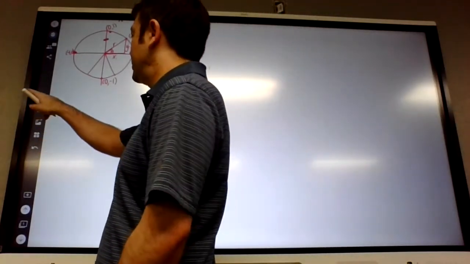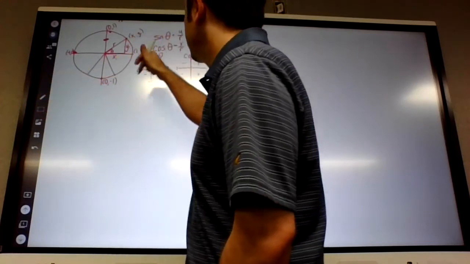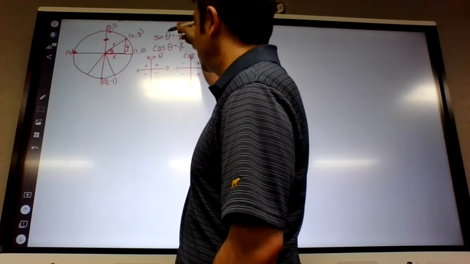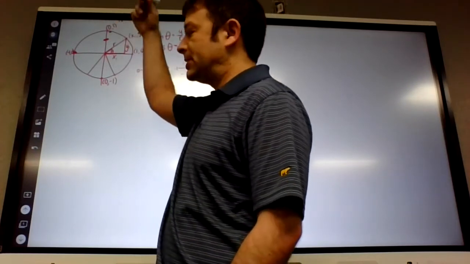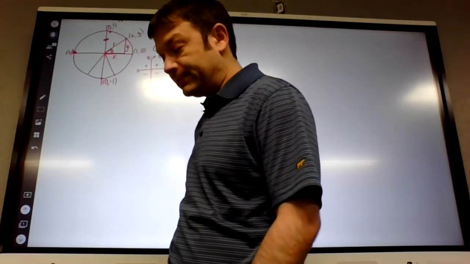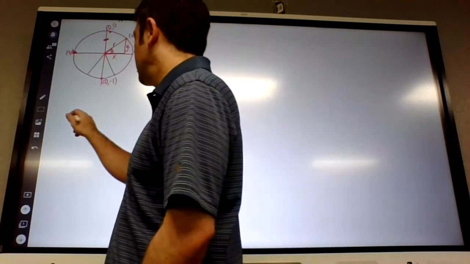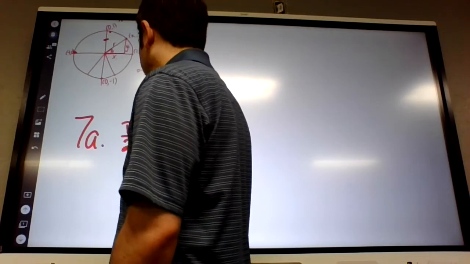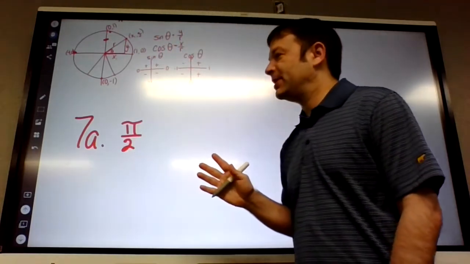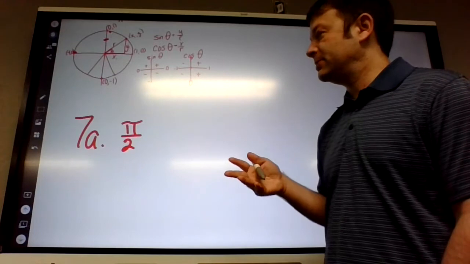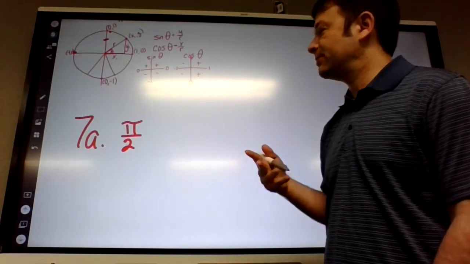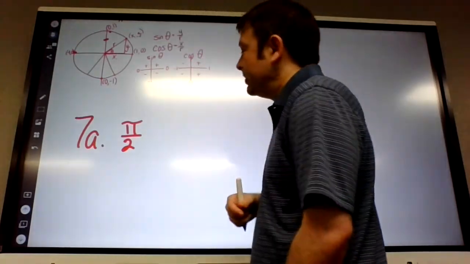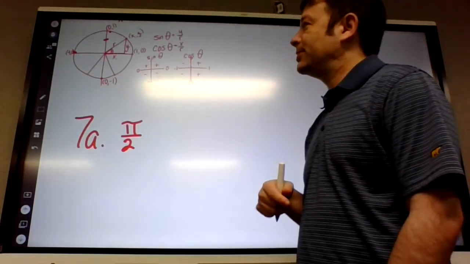Where is sine of theta equal to 1 at? Sine is based on the y value. Where's y equal 1 at? 90 degrees. What's 90 degrees in radians? Pi over 2. So it's going to start out with pi over 2. Here's the problem. That would give us 1 if we did sine of that. But what else would give us 1?